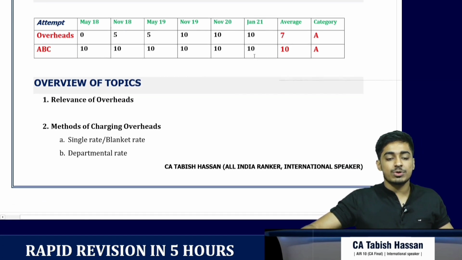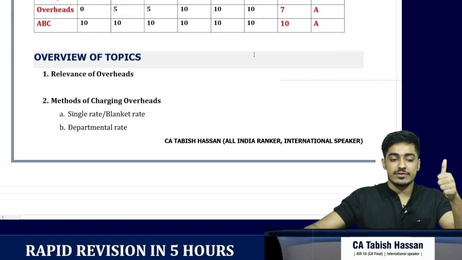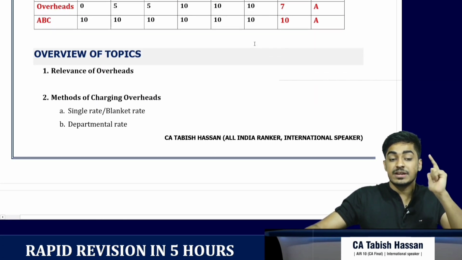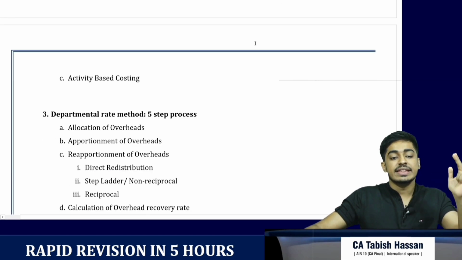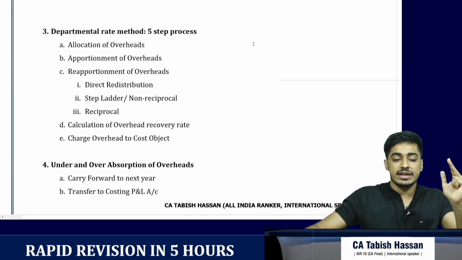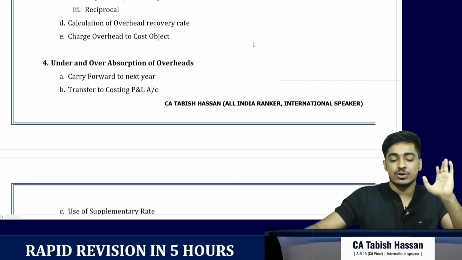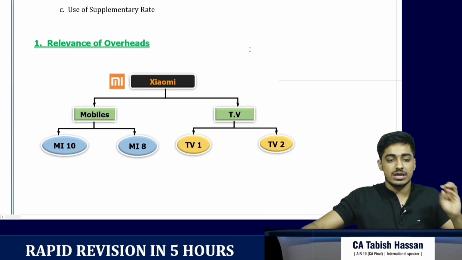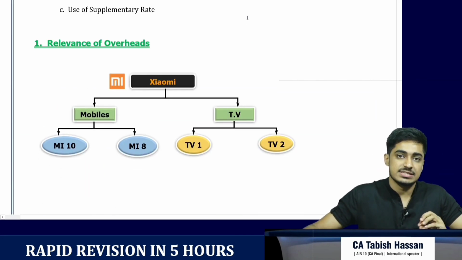Okay, first let's go to the chapter overheads. First let's discuss the relevance of overheads, then the different methods of charging overheads, and then the 5 steps for the departmental rate method, and then what is under and over absorption and the treatment for the same. Okay, first is the relevance of overheads.